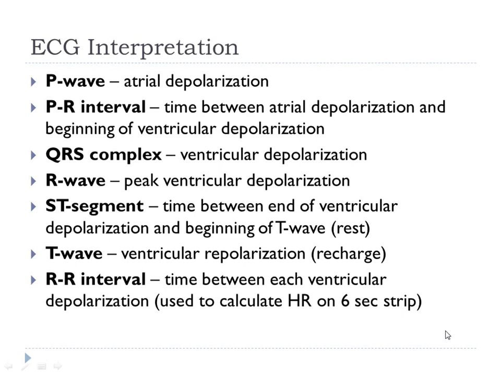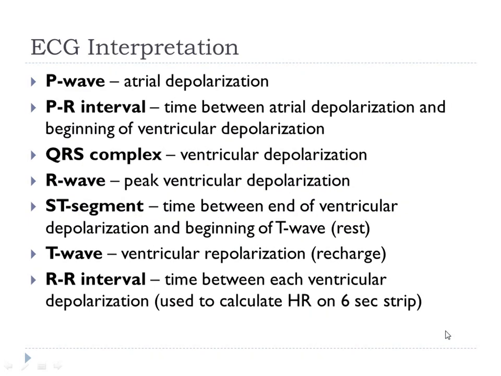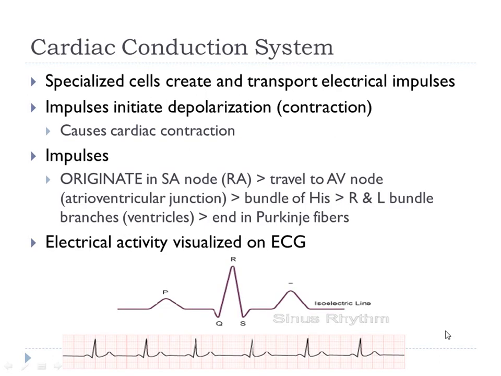The QRS complex is the spike. It's the big spike on the EKG rhythm. QRS symbolizes ventricular depolarization, also known as ventricular contraction, right? The R wave is the top of the QRS. This is the P wave, that's an R wave. That's a T wave, okay?